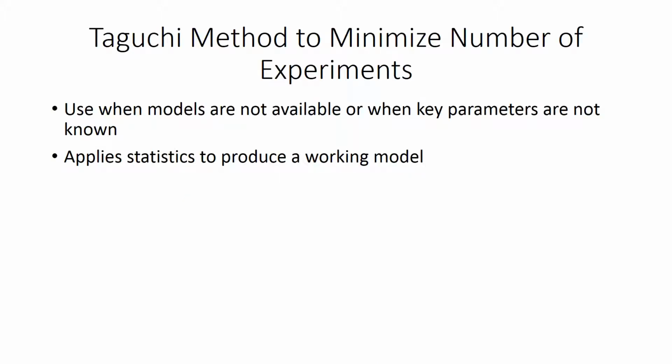We're going to employ what is known as the Taguchi Method to minimize the number of experiments necessary in order to derive a robust model for the data that we are going to be collecting. And we use this when we don't know what the model should look like, or even what the key parameters are supposed to be in this experiment. But then after we collect the data, we'll use some statistics to produce a working model that can be quite useful for us.